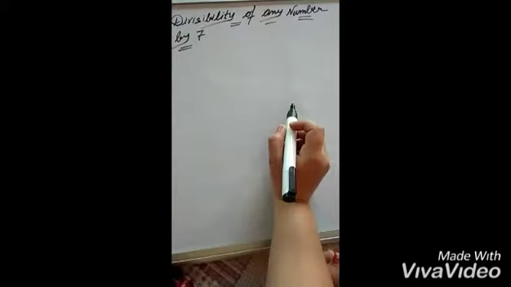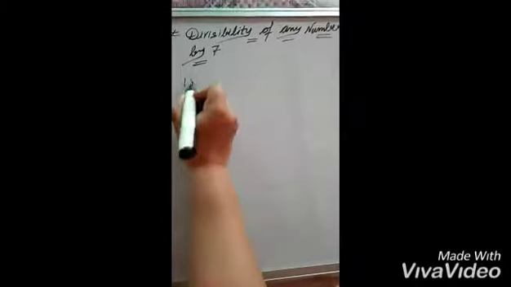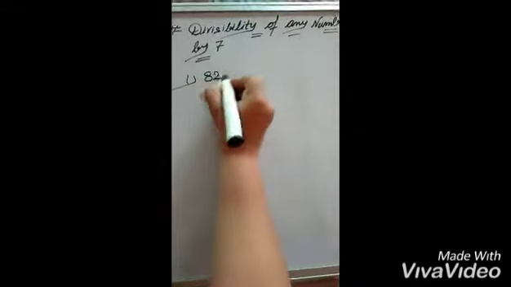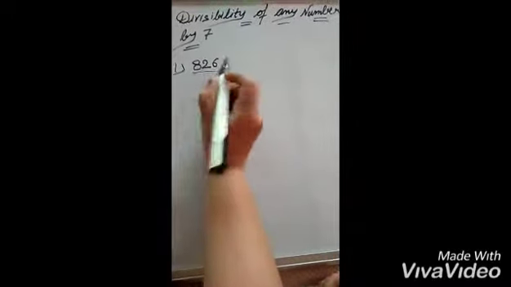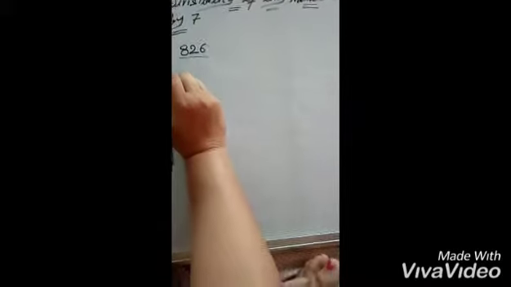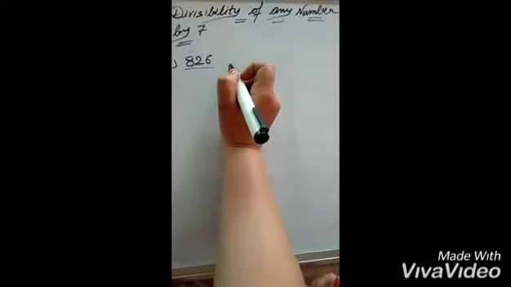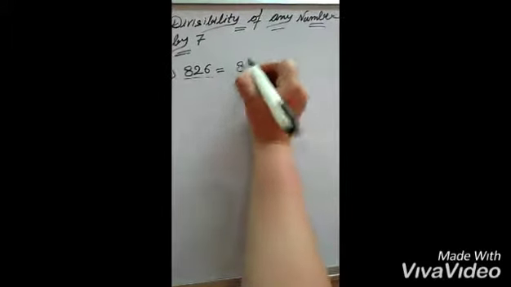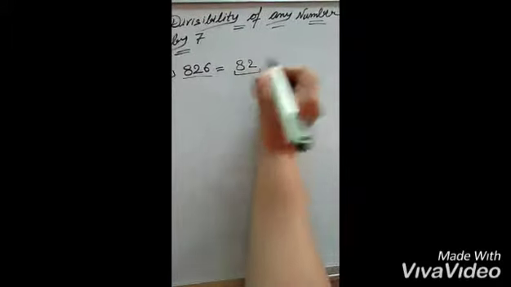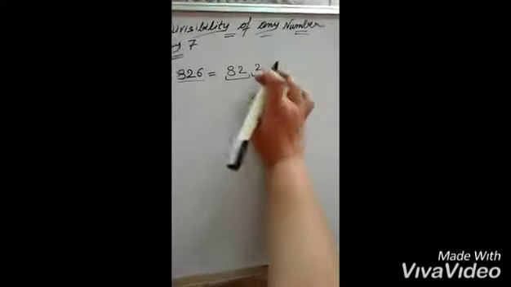So let's get started. Let's take an example like 826. We have a number 826 and I want to check its divisibility by 7 within a second. So to do that, I'm gonna divide this number into two parts like this.